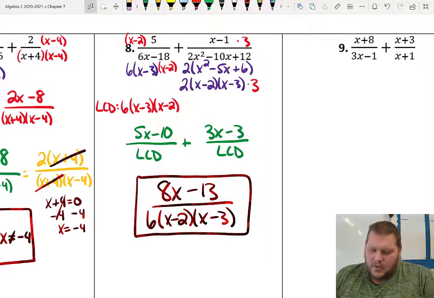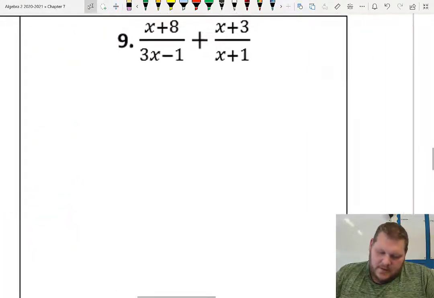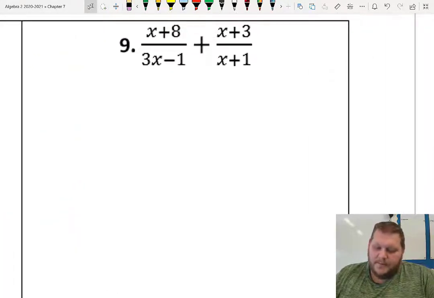All righty, last one here for number 9. The nice thing here is that I can't factor either of those two, right? 3x minus 1 does not factor. There's no GCF. It's just a single term. There's no squared or anything. My x plus 1 doesn't factor at all because it's just a regular binomial. So that's nice. I don't have to factor.